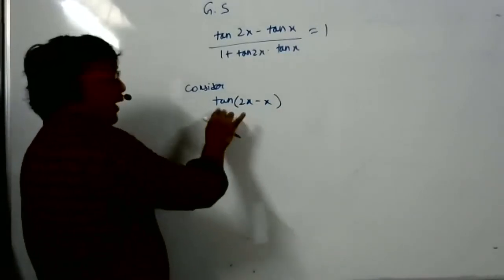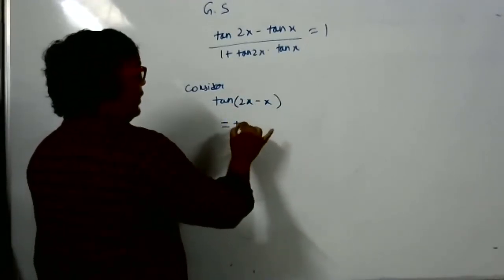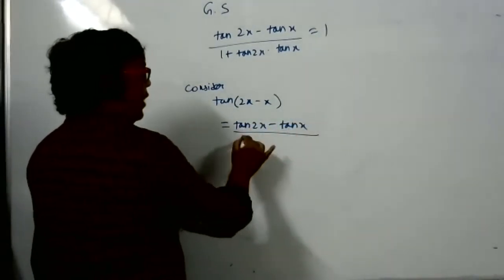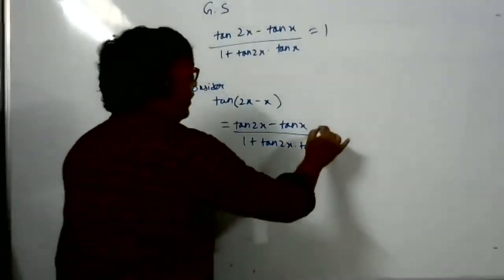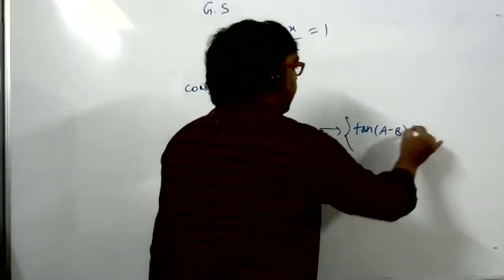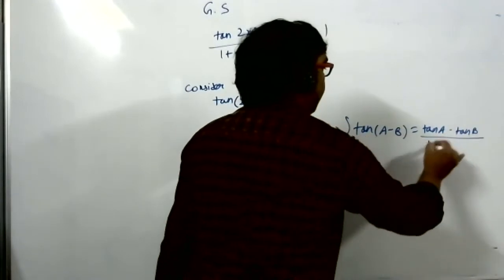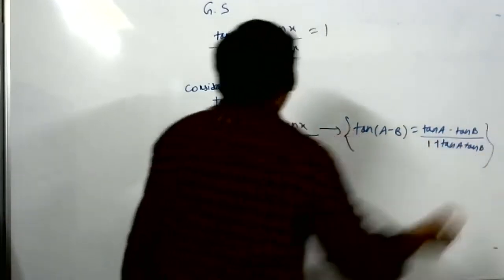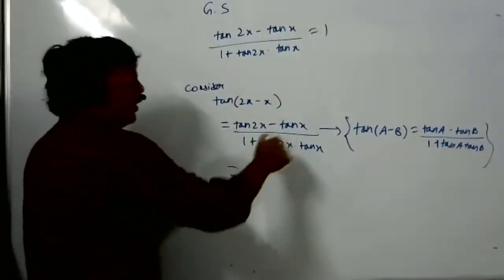So what is tan of 2x minus x? That is the compound angle formula, tan a minus b, which will be equal to tan a minus tan b by 1 plus tan a tan b. I think all of you know this formula of compound angle tan a minus b. But student, what is this equal to? They have given in the question, this expression is equal to 1.